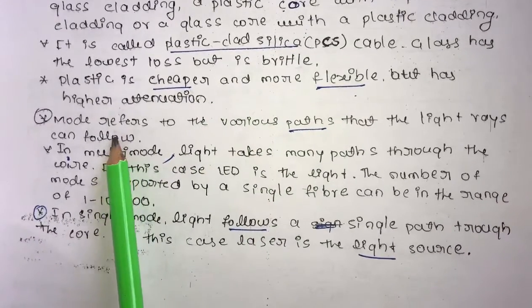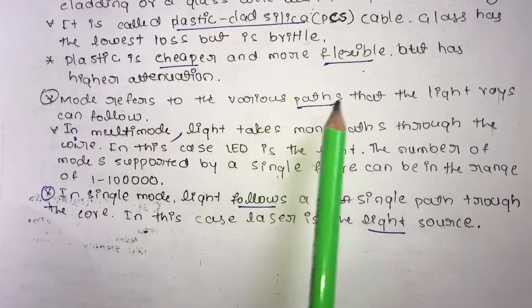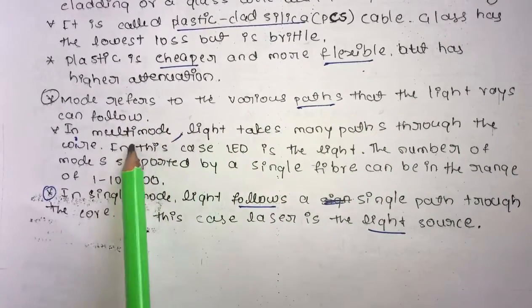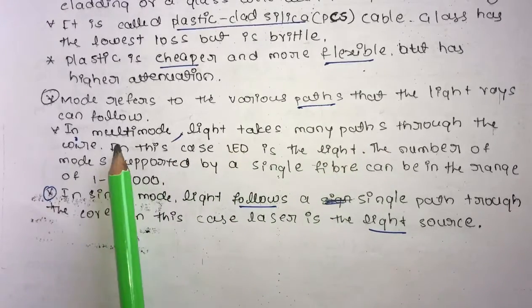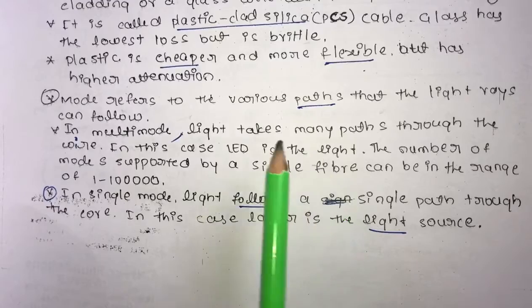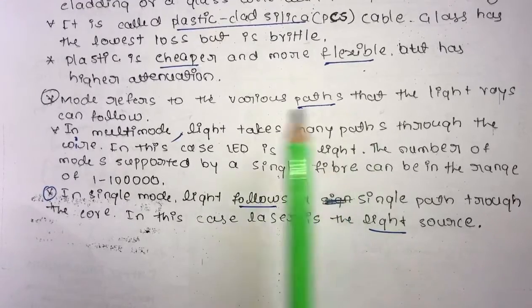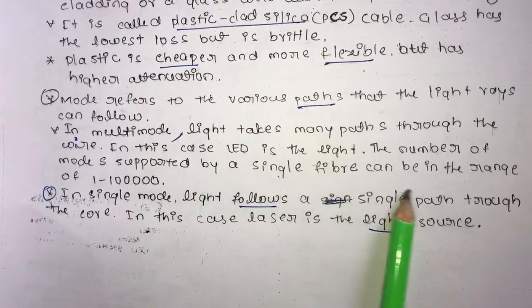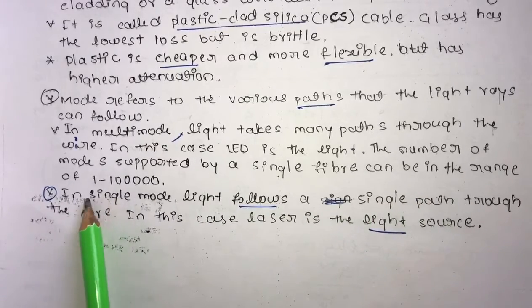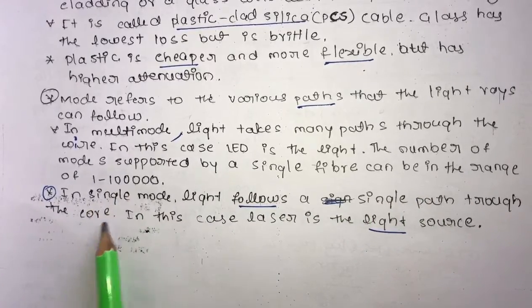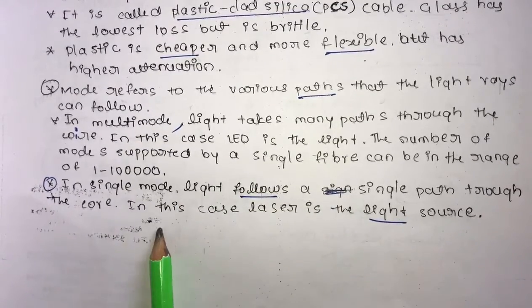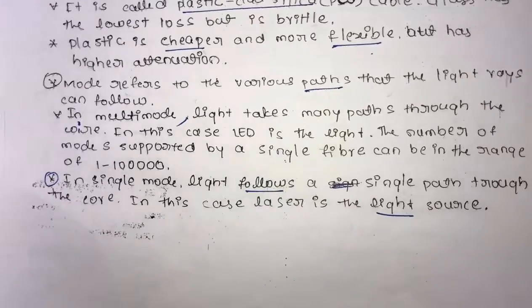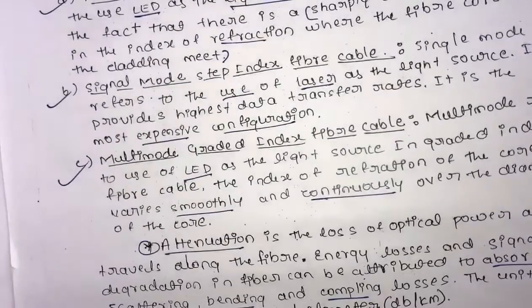And mode refers to the various paths that the light rays can follow. In the case of multimode, the light takes many paths through the wire, and in this case an LED is the light source. So an LED is a light emitting device, and the number of modes supported by a single fiber can be in the range of 1 to 1 lakh. In the case of single mode, the light follows a single path through the core, and in this case a laser is the light source.